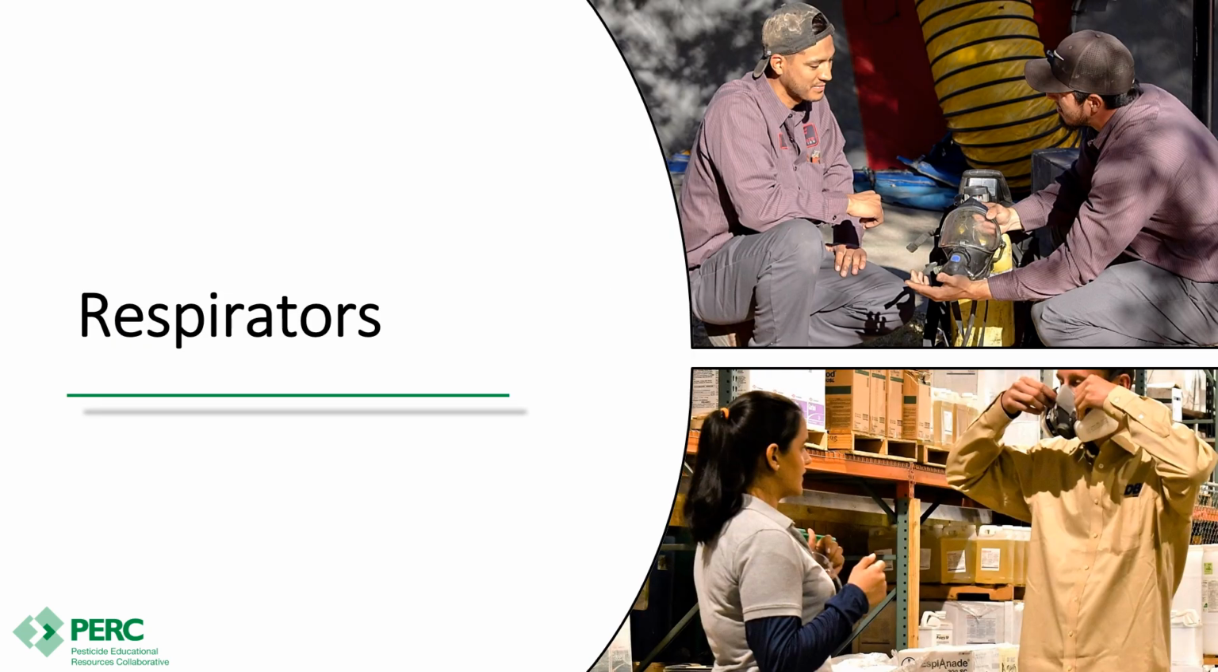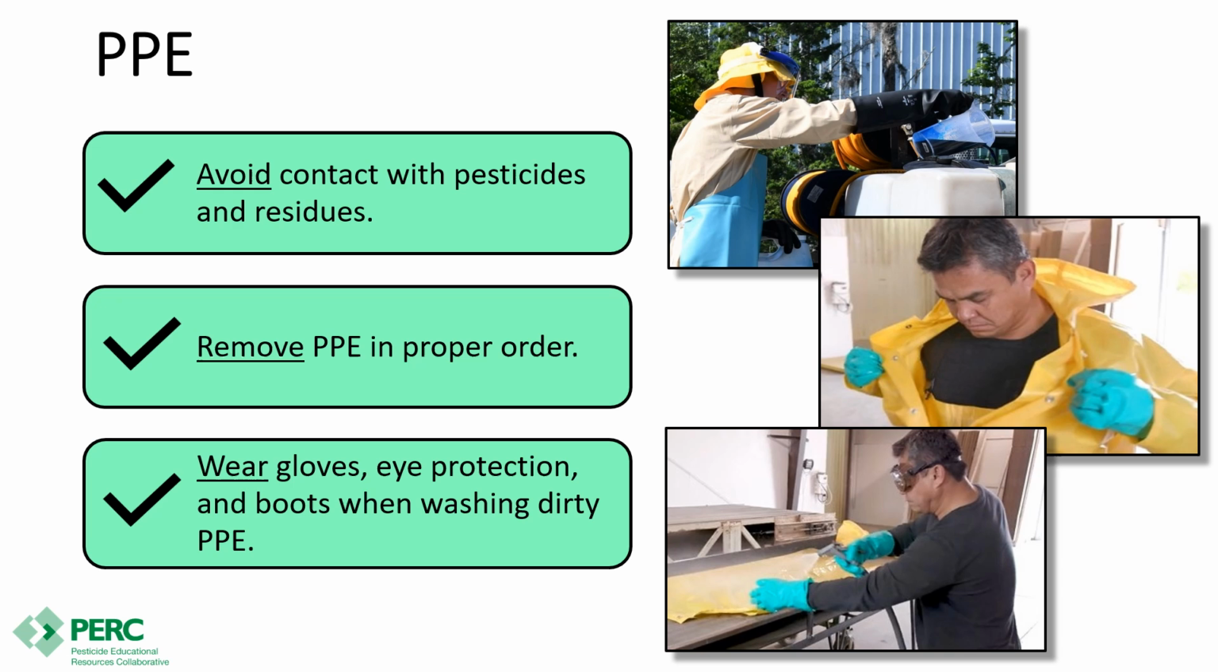If a pesticide label requires you to wear a respirator, it must be clean, working correctly, and inspected prior to use. Your supervising applicator is responsible to ensure you take all the steps necessary to wear a respirator safely. To avoid contact with pesticides and pesticide residue, never remove your PPE when you are doing activities such as mixing and loading or working on application equipment.